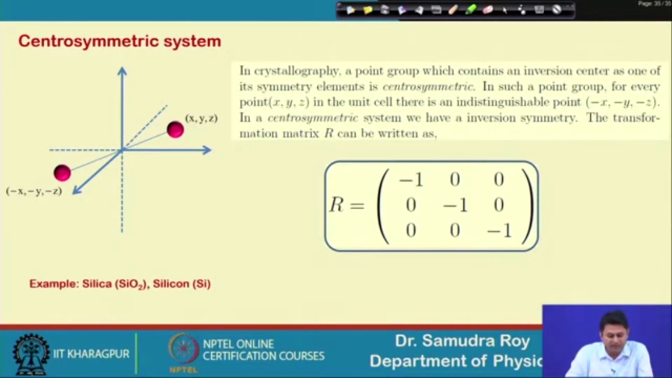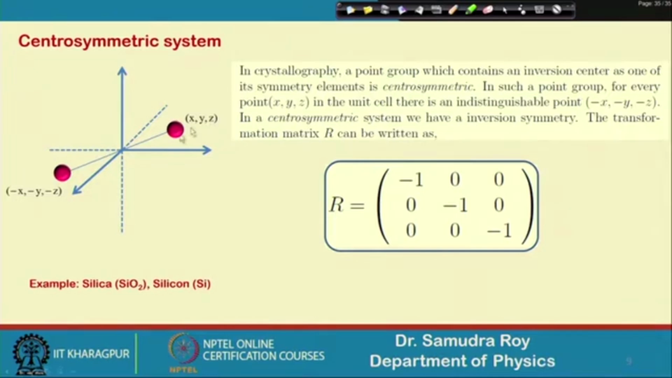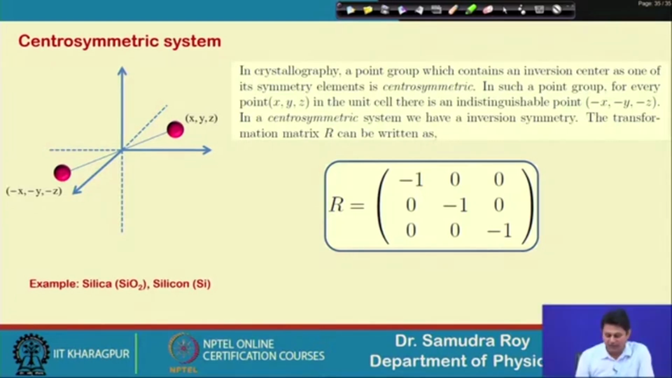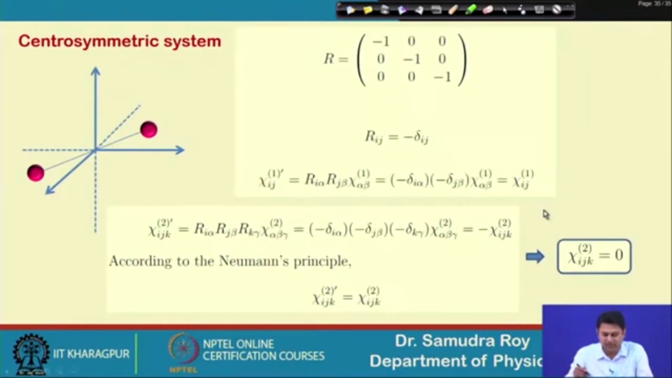So, in crystallography we have some systems which are centrosymmetric in nature. In centrosymmetry, the crystal has a center of symmetry. That means if I change the point x y z to minus x minus y minus z, the material should be indistinguishable. There is a center of symmetry somewhere, and around this center we have indistinguishable points. So, once I go from x y z to minus x minus y minus z, my matrix is going to change.